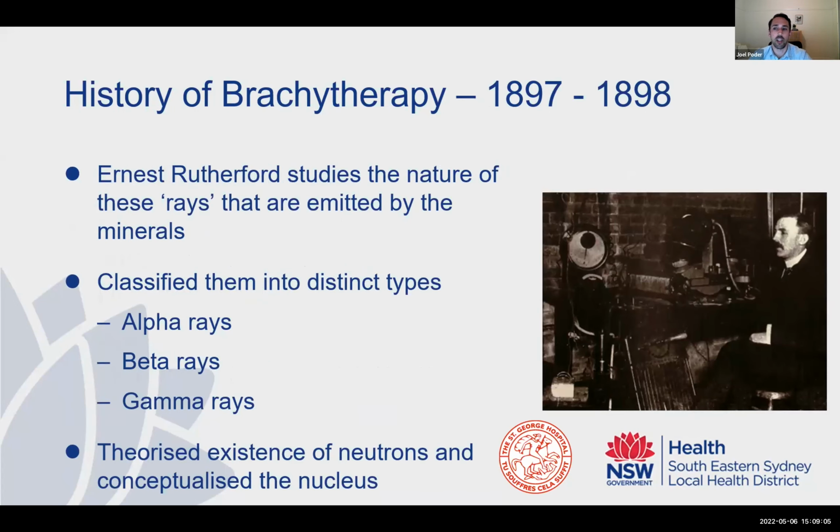In 1897 and 1898, Ernest Rutherford studied the nature of these unknown rays emitted by the different minerals. He was able to classify the rays into 3 distinct types, which ended up being called alpha rays, beta rays, and gamma rays. During this time, he also theorized the existence of neutrons and conceptualized what a nucleus might look like.